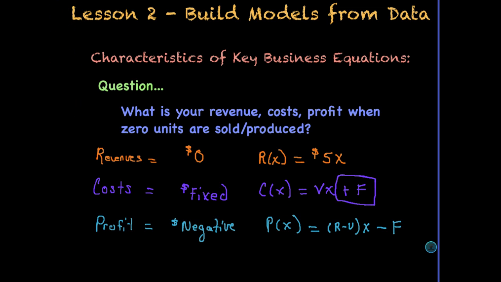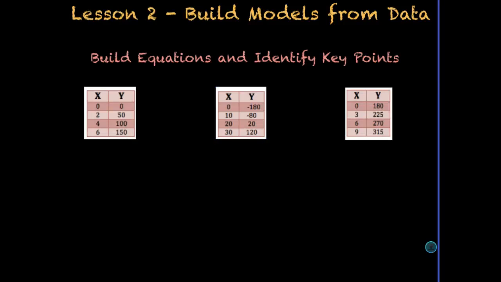On our next slide, we are going to look at some data. We're going to build equations from this data. They're going to be linear equations, and we're going to use the information we learned from the previous slide to identify which of these equations is which. Let's go ahead and start with our first t-table here. If you remember, if these are linear, they're all going to be in the form of y equals mx plus b. And if you remember that m is the slope and b is the starting point, the y-intercept.